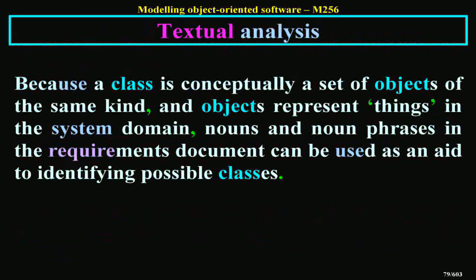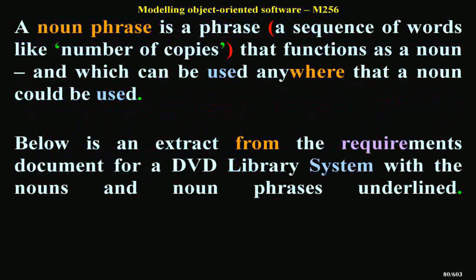Textual analysis. Because a class is conceptually a set of objects of the same kind, and objects represent things in the system domain, nouns and noun phrases in the requirements document can be used as an aid to identifying possible classes. A noun phrase is a sequence of words like "number of copies" that functions as a noun and which can be used anywhere that a noun could be used. Below is an extract from the requirements document for a DVD library system with the nouns and noun phrases underlined.